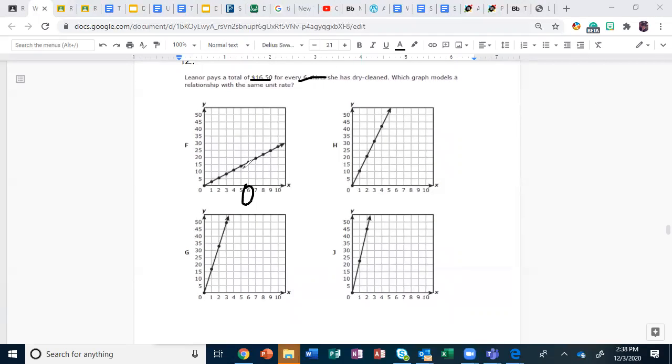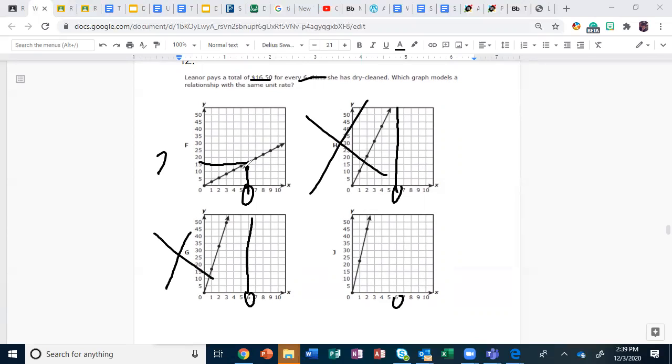So let's look at 6 over here on the bottom. This 6 right here goes with something really close to 15. Could that be my answer? Maybe. What is this 6 going with? More than 50. So that's out of the picture. What is this one going with? More than 50. So the only one that we have left is F.